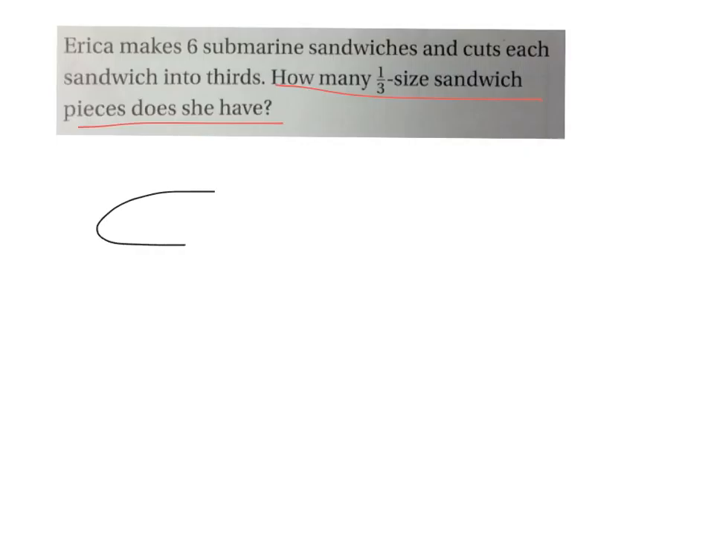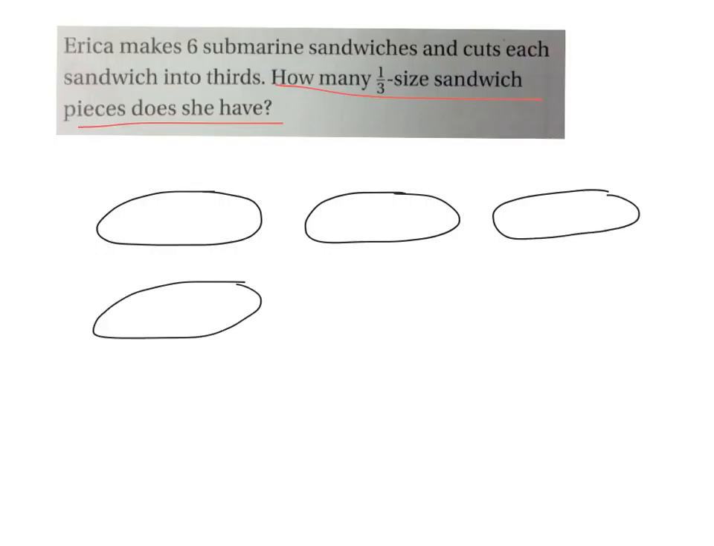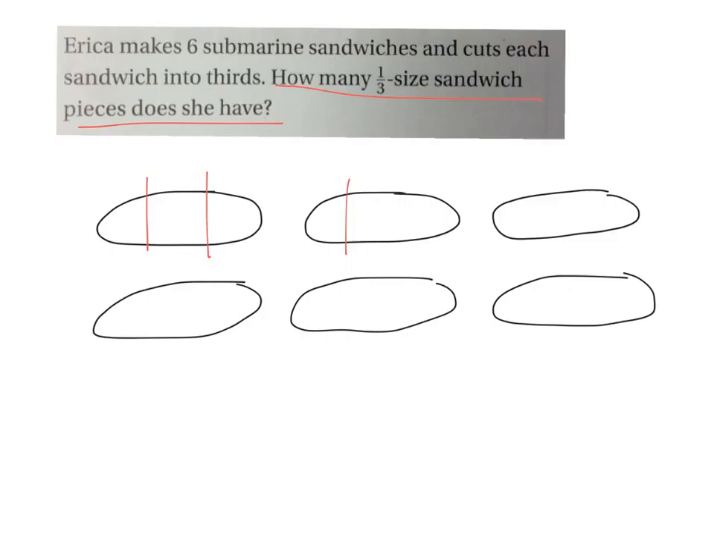So Erica has 1 sandwich. Does she only make 1 sandwich? 6. She makes 6. So go ahead and draw all 6 of Erica's sandwiches in your notebook. Okay? Marcus, go ahead and draw all 6 of Erica's sandwiches in your notebook. And draw in your diagram that she cuts each sandwich not in half, but in thirds. Okay. Now, of course, the question is asking how many 1/3 size pieces does Erica have? So now let's number them so that we can show in our diagram that we're counting.